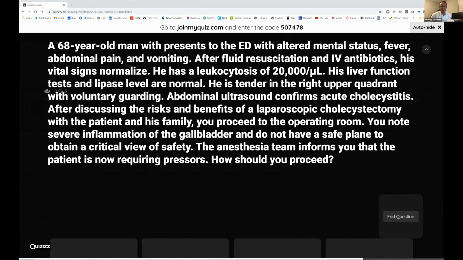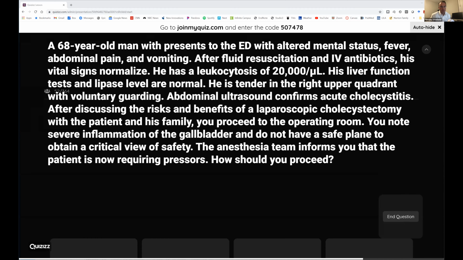A 68-year-old man presents to the ED with altered mental status, fever, abdominal pain, and vomiting. After fluid resuscitation and IV antibiotics, his vital signs normalize. He has a leukocytosis of 20,000. His liver function tests and lipase are normal. He is tender in the right upper quadrant with voluntary guarding. Abdominal ultrasound confirms cholecystitis. After discussion of the risks and benefits of laparoscopic cholecystectomy with the patient and his family, you proceed to the operating room. You note severe inflammation of the gallbladder and do not have a safe plane to obtain a critical view of safety. The anesthesia team informs you that the patient is now requiring pressors.